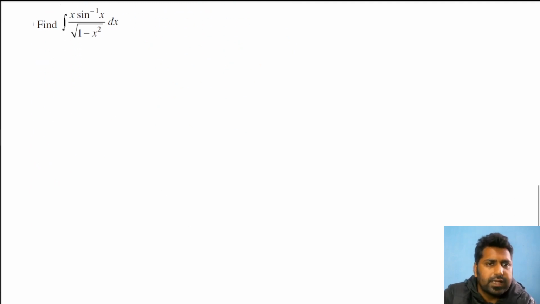x sine inverse x over square root of 1 minus x square. Okay. Three functions are present, and the denominator is also present, so I cannot directly apply integration by parts. It will be very typical.